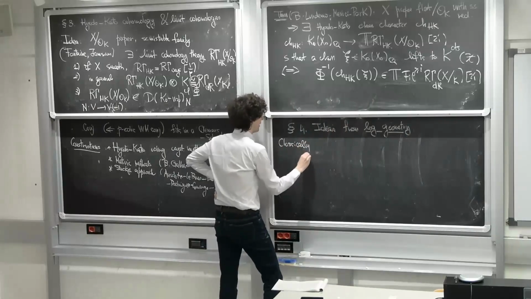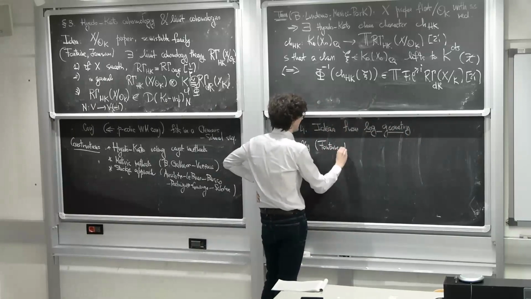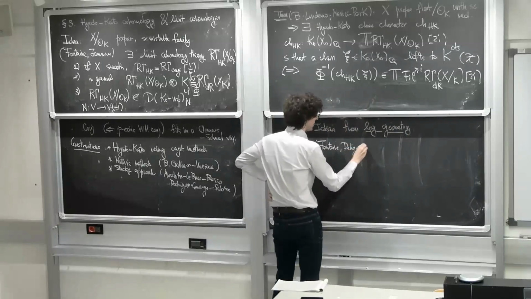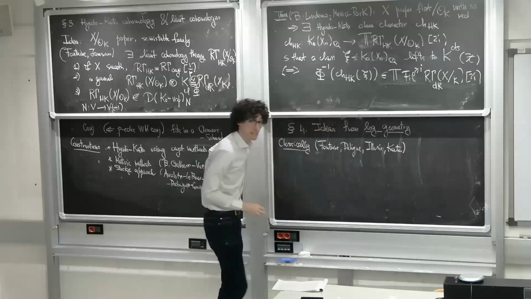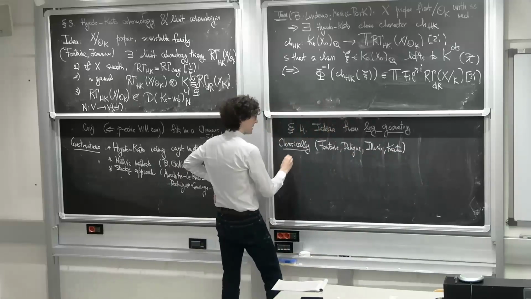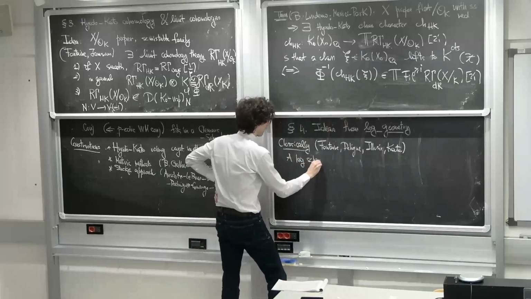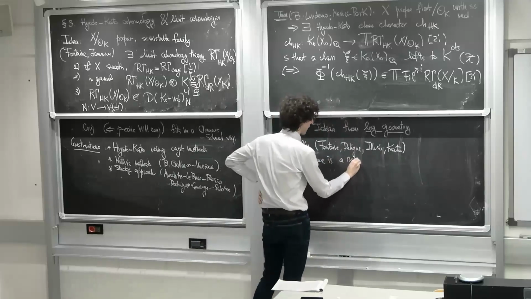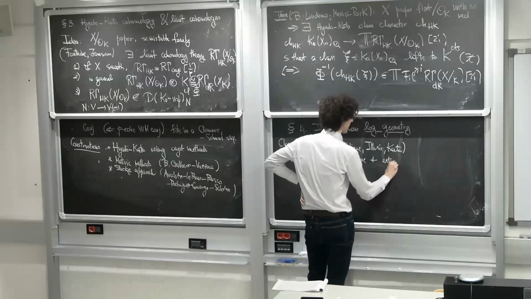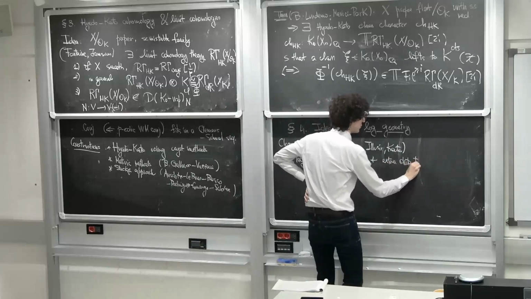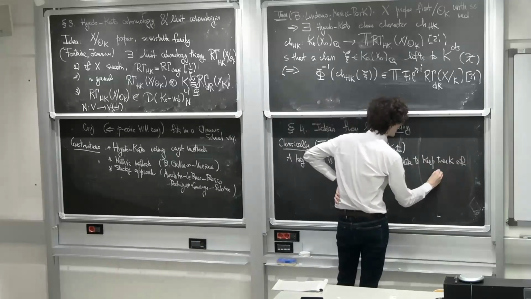So, classically, and by classical I mean Fontaine, Illusie, Kato, in any order. Okay. So, what is a log scheme? A log scheme is a scheme plus extra data to keep track of degenerations.